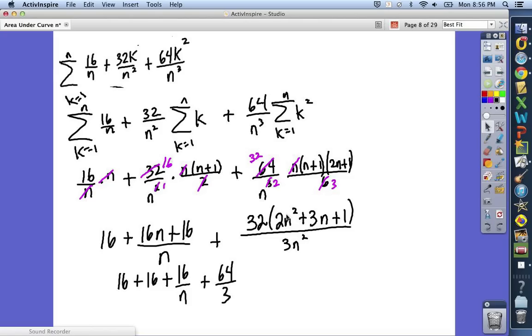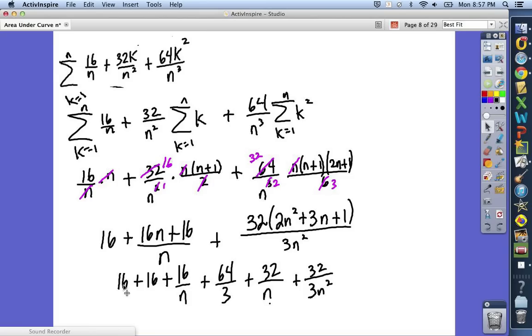The 32 times 2n squared is 64n squared. Divided by 3n squared gives you 64 over 3. Distributing the 32 to the 3n would give us 96n. Divided by 3 is 32. And the n squared on the bottom, the n cancels with the n squared, leaving me n on the bottom. And 32 times 1 is 32, divided by the 3n squared. So the 3n squared gets divided into each term individually after the distribution has been done.